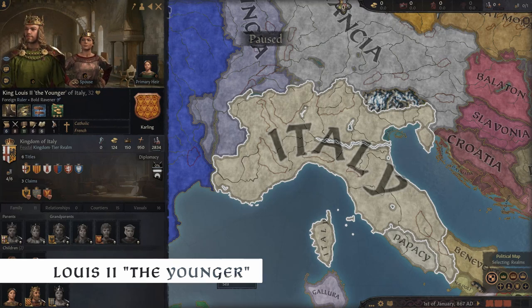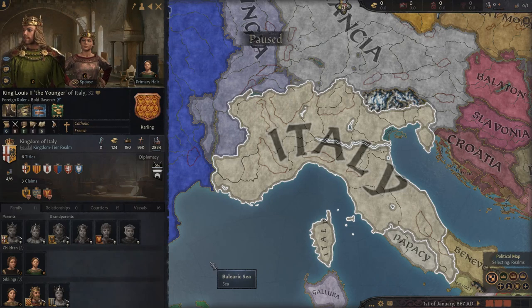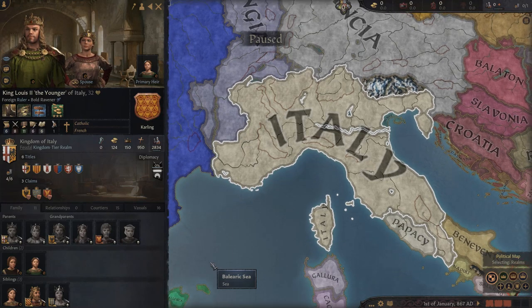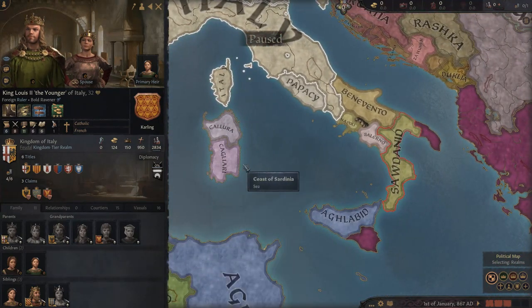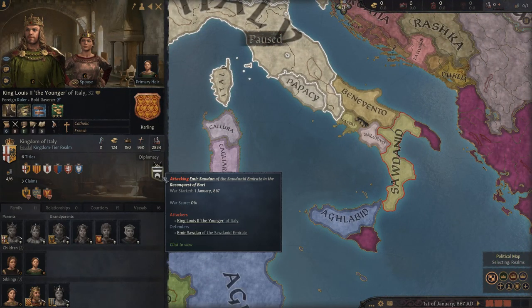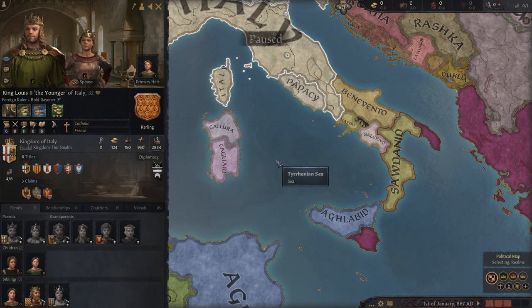He was the grandson of Louis the Pious and son of Emperor Lothair I. He was actually crowned joint emperor with his father in 850. He reshaped the power landscape of Italy completely by ending internal wars and implementing his own selected nobles in key counties. Louis was successful in his campaigns in southern Italy against the Saracens that I had mentioned just previously, and he's actually currently at war with Emir Saudan of the Saudanite Emirate as we speak. He drove them from the city of Bari.